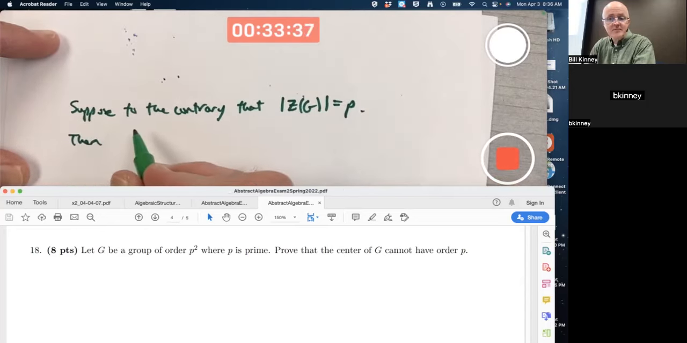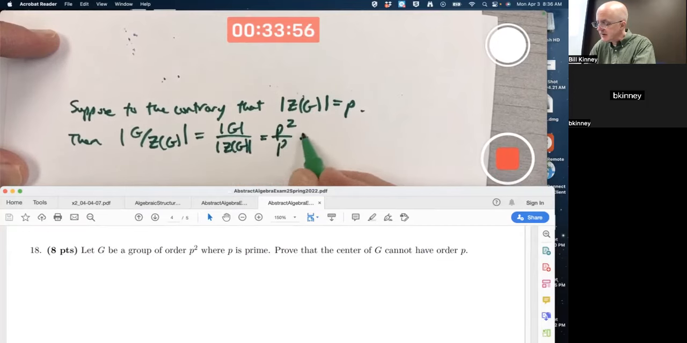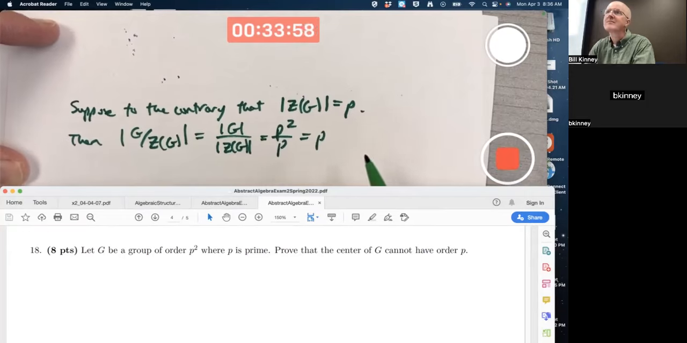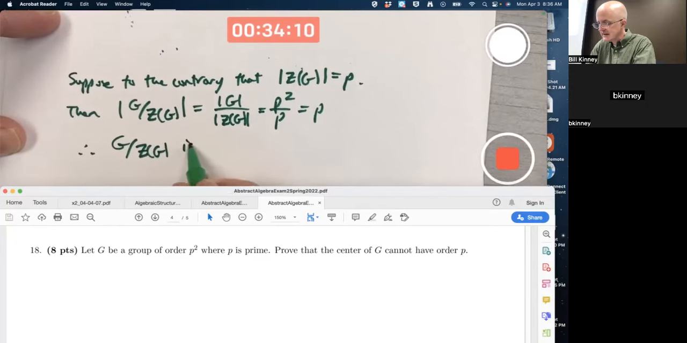Then the factor group of G by the center of G, by Lagrange's theorem, has order of G divided by the order of the center, which will be P squared divided by P, which is P, where P is prime. And we know also by Lagrange's theorem that groups of prime order are cyclic. Therefore, the factor group is cyclic.